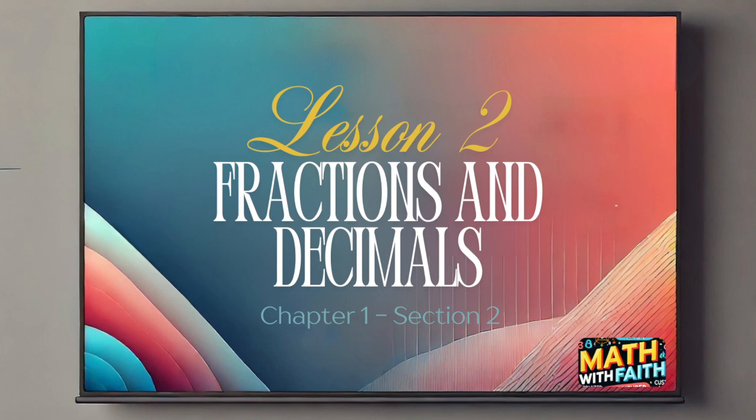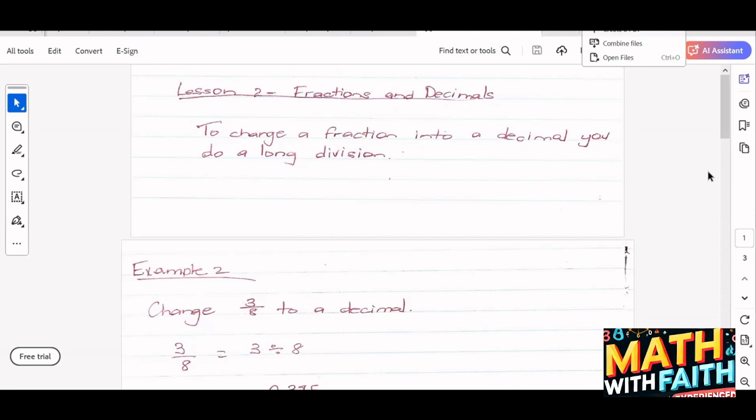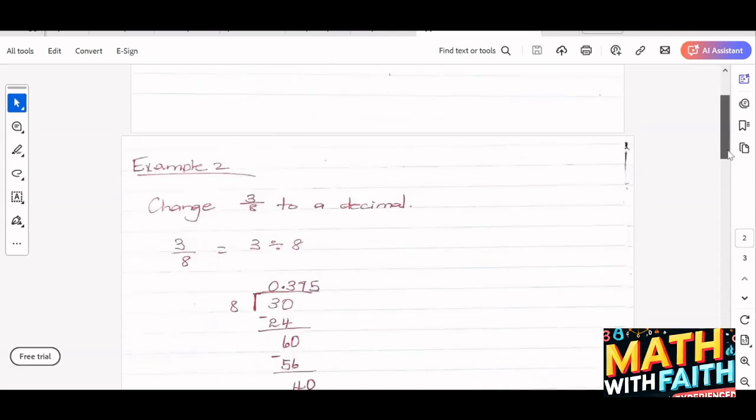Okay, welcome again. This is chapter 1 on computation and numbers, section 2, lesson 2, where we are dealing with fractions and decimals. Right now, we did fractions, we did decimals. Now we are going to link them together. So to change a fraction into a decimal, you do long division.